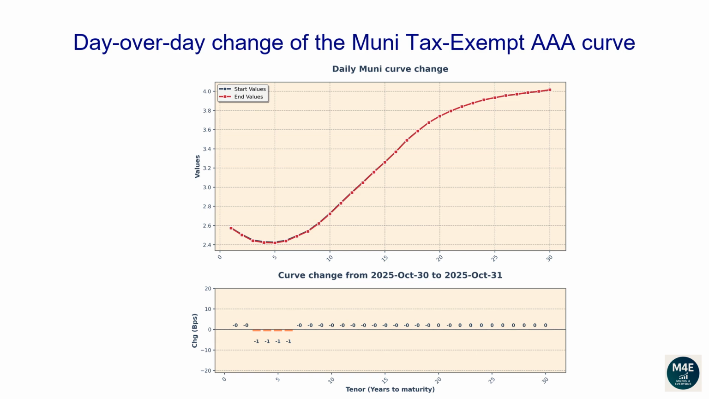Let's now go over how the Muni AAA tax-exempt curve has changed since the prior business date. The graph displayed on the top-hand side shows the most recent curve versus the prior day curve. The bar plot on the bottom-hand side shows instead the difference between the two curves in basis points. As we can see, the entire muni yield curve moved lower between 0 and -2 basis points.